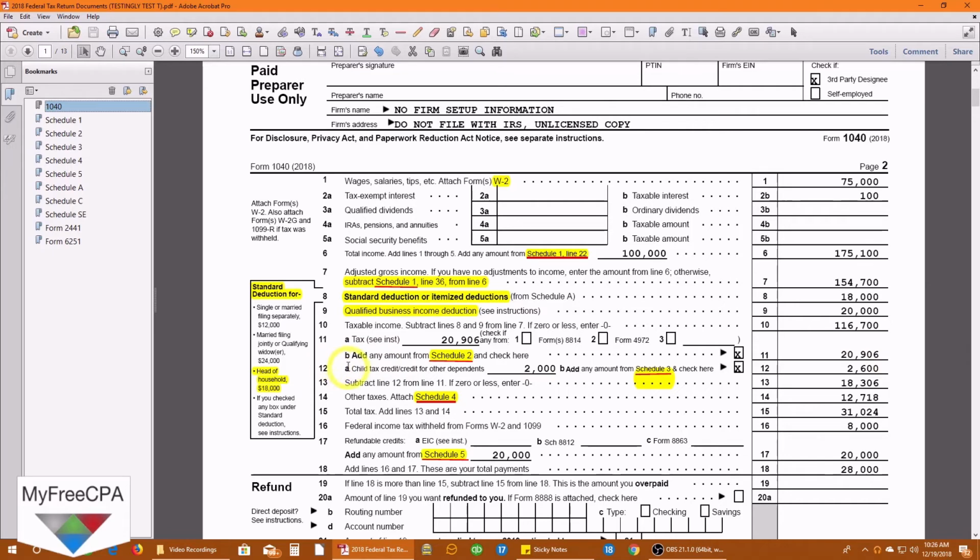Next, we have a child. So we have a child tax credit of $2,000. There are limitations to this. I will go over those in the child tax credit videos. In addition to the child tax credit, you have Schedule 3.